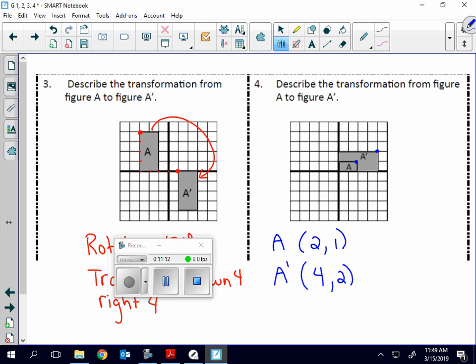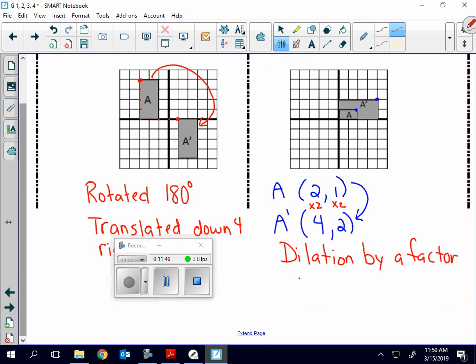Well, what are we doing? Don't forget, this is a dilation, so that means multiply. What do we multiply the top one by to get the next one? It looks like I have to multiply by 2, right? 2 times 2 to get 4, 1 times 2 to get 2. So the dilation factor, remember when things get bigger or smaller, it's a dilation. It's a dilation by a factor of 2.